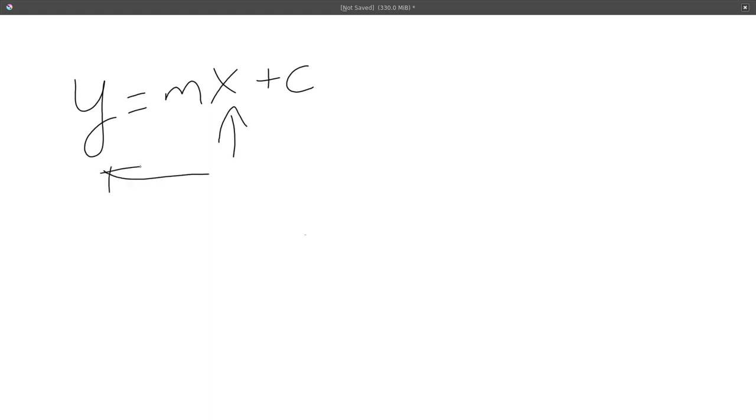So how are we going to get this y? We must know a value of m and we must know a value of c. So what is m? M here is the slope, right? We already know what the slope is. Let's again discuss it. But m is the slope and c is known as the intercept.